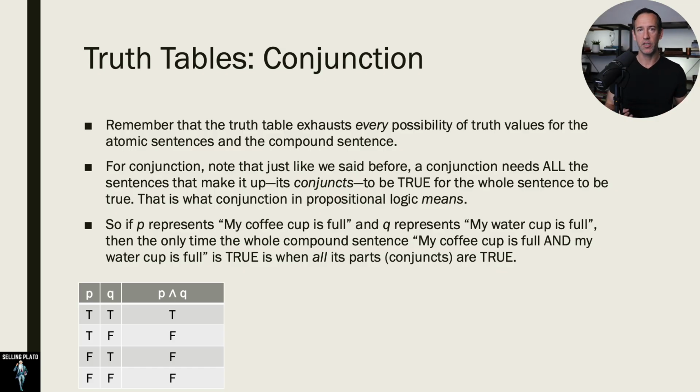So if P represents my coffee cup is full and Q represents my water cup is full, for example, then the only time the whole compound sentence, my coffee cup is full and my water cup is full, is true, is when all of its parts or conjuncts are true. All right, so hopefully you completely understand conjunction at this point, and what the conditions are for that compound sentence to be true, and then what the conditions are for the compound sentence to be false. All it needs is just one conjunct to be false, and the whole thing's false.